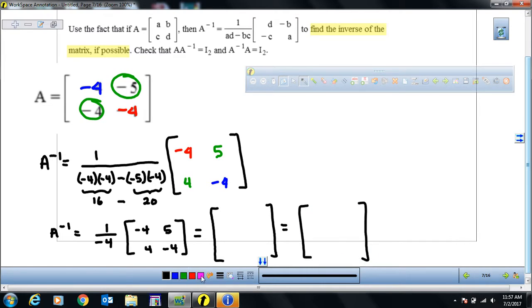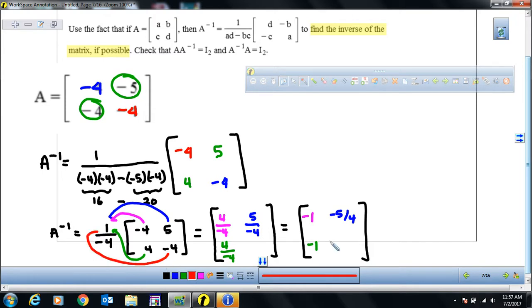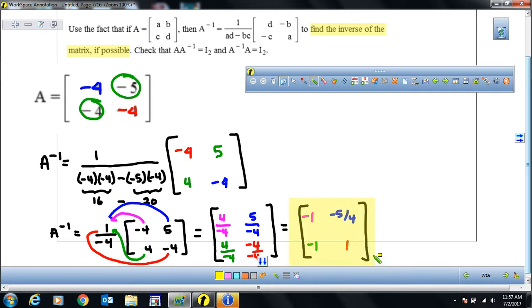So if I multiply 4 times 1, it's going to be 4, but when we divide it by the -4, it's going to give us a -1. Then 5 times 1, it's going to be 5, but when we divide it by the -4, that one stays as a fraction, so it's -5/4. Then 4 times 1, it's going to be 4, but when we divide it by the negative 4, it gives us a negative 1. And last, negative 4 times 1, it's negative 4. When we divide it by the negative 4, that's going to give us a 1. And this is the inverse of the matrix A.